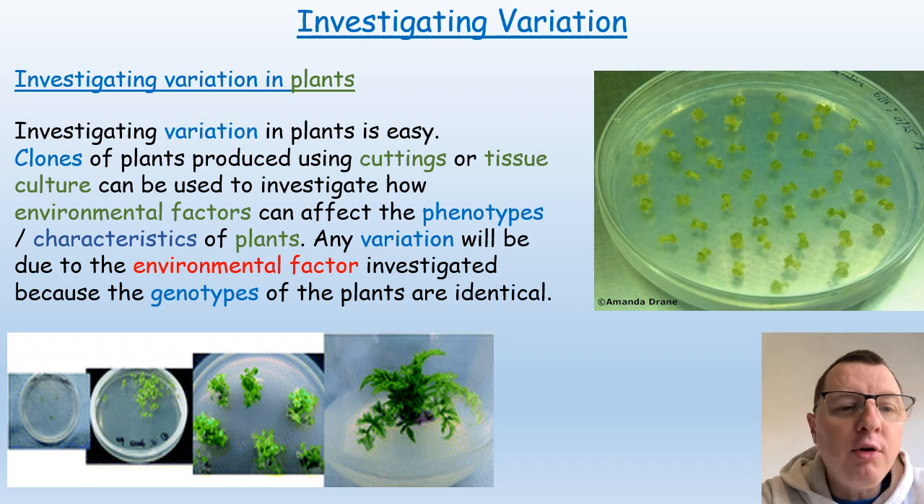So scientists will often need to investigate variation, and in order to do that, you need to be able to make comparisons between how one factor has affected another factor in a living organism or a group of living organisms. This is never particularly easy because different living organisms will have different DNA, even if you use the same species.